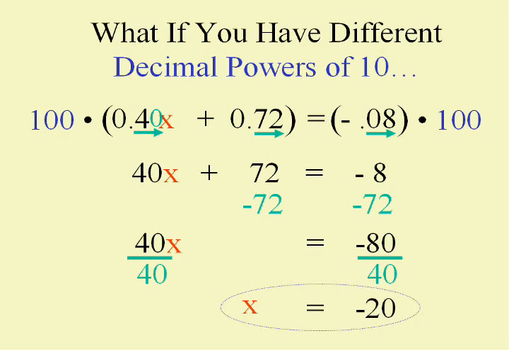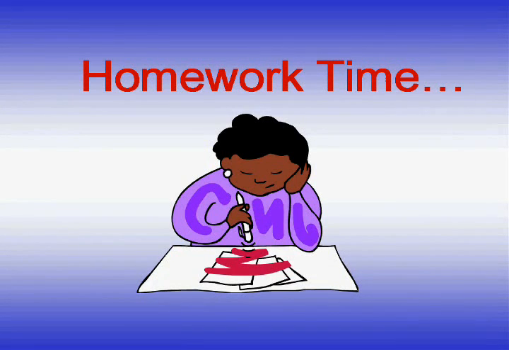So note our strategy for solving decimal equations. We multiply by the correct power of 10, the highest power of 10, to get rid of all the decimals before we even begin. And then we just solve it normally. So get to your homework and start practicing that.